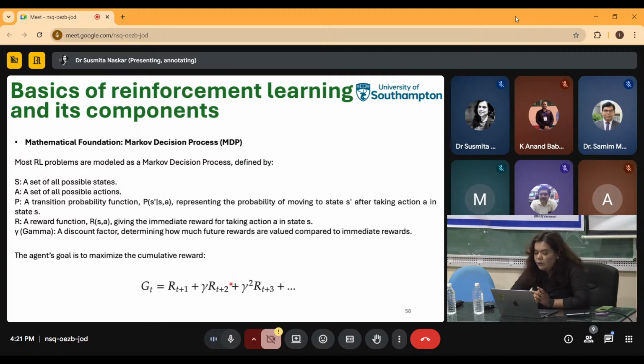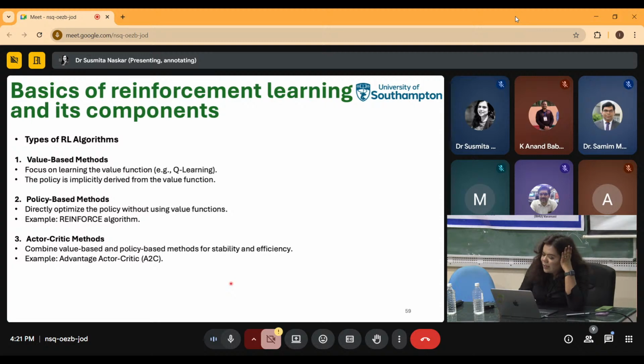So in short, what this MDP, or Markov decision process, does is provide a mathematical framework that makes reinforcement learning possible, right? That guides the agent to learn the optimal policies for complex decision-making states, right?